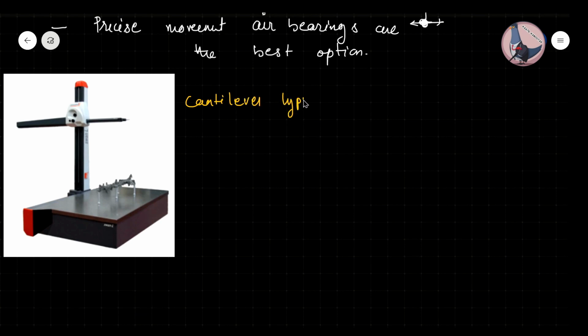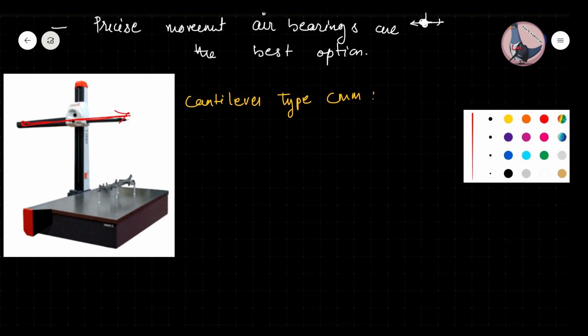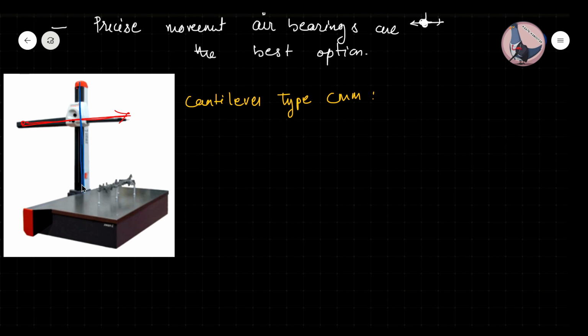Cantilever type CMM. And you can very well understand why it is called cantilever, because this looks like a cantilever beam. It is mounted on this column which can slide back and front. This is your front, this is your back. This arm can move left and right, or in the plus or minus x direction, and this direction is called plus or minus z direction, or the ramming axis.